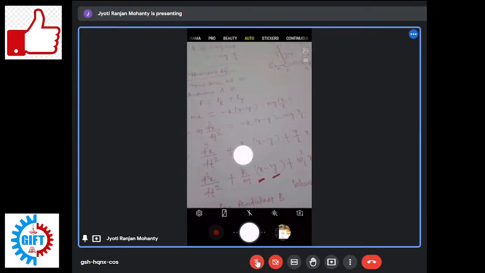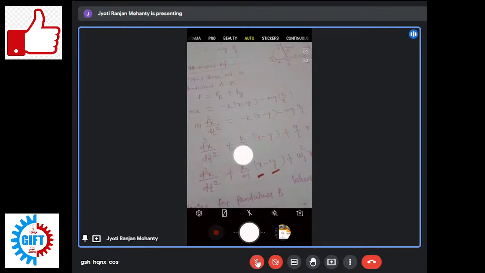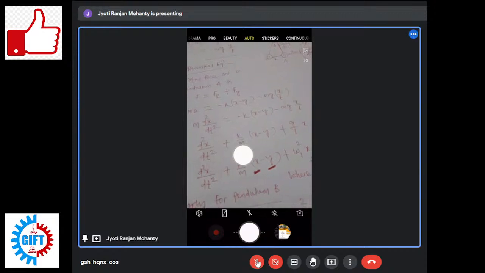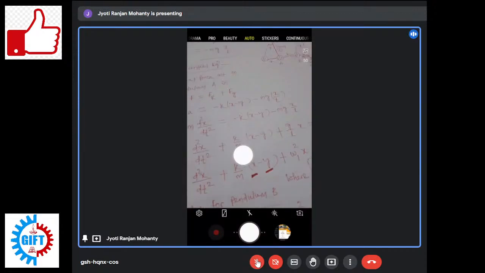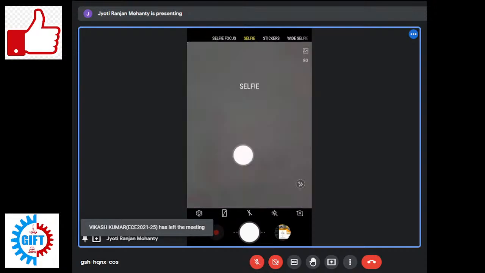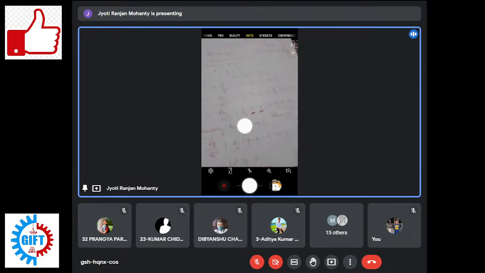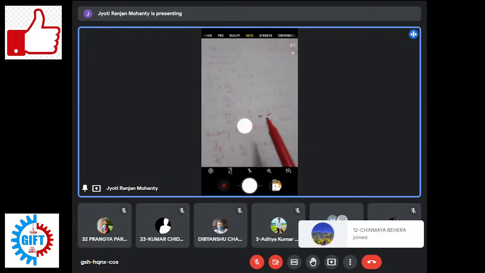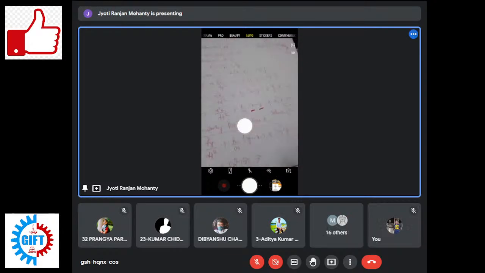For pendulum B, again we have to find the net force, which is equal to restoring force plus gravitational force. So the chat box, I shall check. Those who have done it, I told you, you have to do it similarly for pendulum B. Those who have done the derivation, mention it on the chat box.